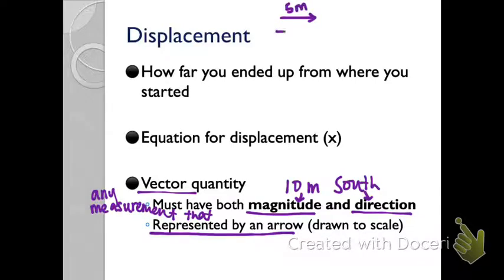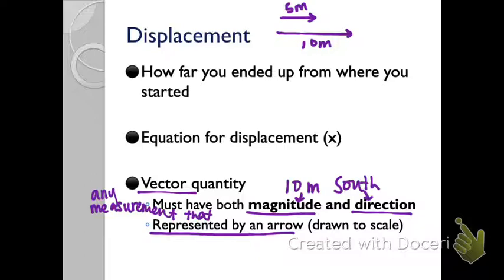and I have a vector that's 10 meters, do those look like they're drawn to scale? No, right? The 10-meter vector should be twice as long as the 5-meter vector. That's what I mean when I say drawn to scale. We should draw them to a proportional scale so that they make sense relative to one another.